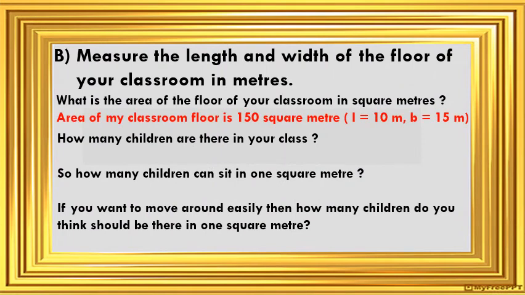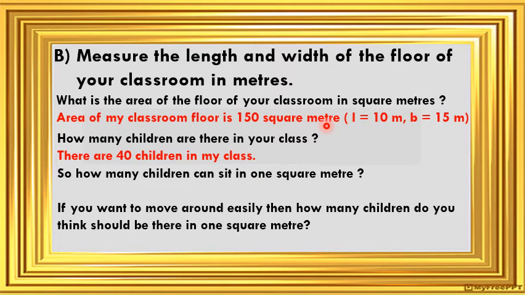B. Measure the length and width of the floor of your classroom in meters. First question. What is the area of the floor of your classroom in square meters? Answer. Area of my classroom floor is 150 square meter. Since length is 10 meters and breadth of my classroom is 15 meters. So area is length multiplied by breadth. That is 10 multiplied by 15. 15 tens are 150 square meter.